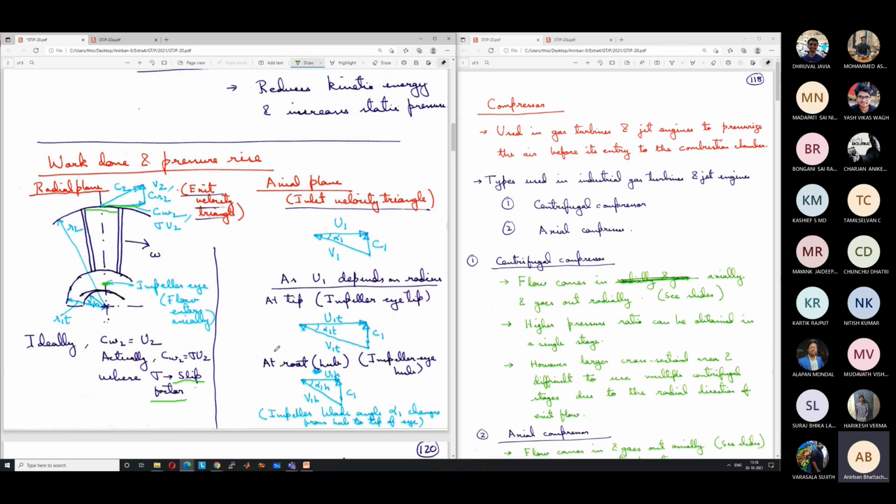Okay. What about the root or the hub? At the root or the hub, U1h will be lesser because of the smaller radius of the hub. So V1h will also be smaller, but alpha 1 will increase. Okay, as you can see from the diagrams. And the mean is somewhere in between these two. So the impeller blade angle alpha 1 changes from the hub to the tip of the eye.